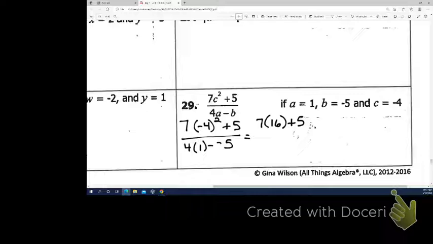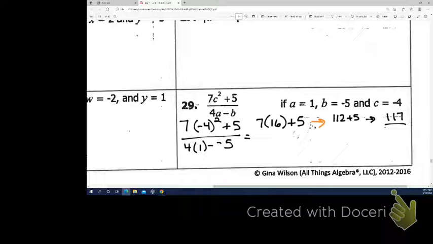I'm just going to go ahead and finish the top while we're working on it. So 7 times 16. Someone help me out. What is 7 times 16? 112. So I've got 112 plus 5. So the top becomes 117.